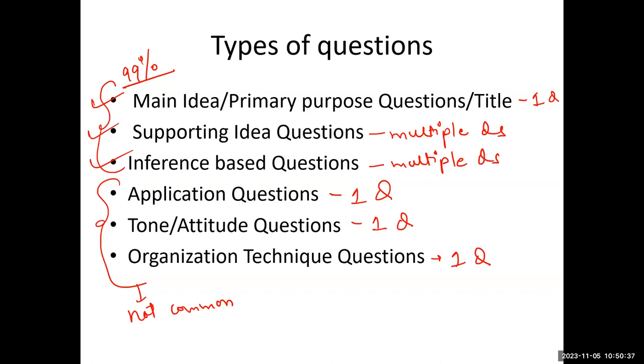So your main focus should be on the first 3 question types, because majority of the times it is these 3 question types that you will encounter. Almost every single passage will have these 3 questions. The remaining 3, application, tone, attitude, and organization technique, are not so frequent. They're not very common, but yes, now and then you will come across these questions. At the most one, that's it. So we have to be prepared for them as well, and we will discuss them with the help of examples.